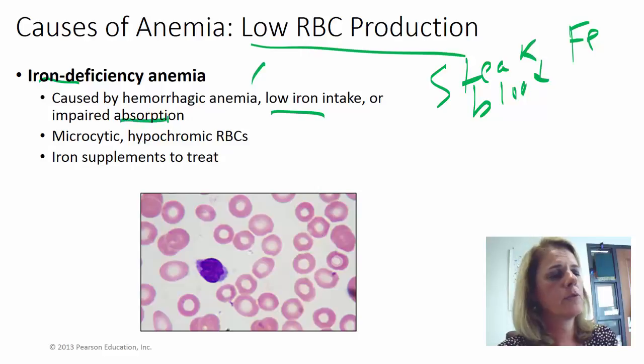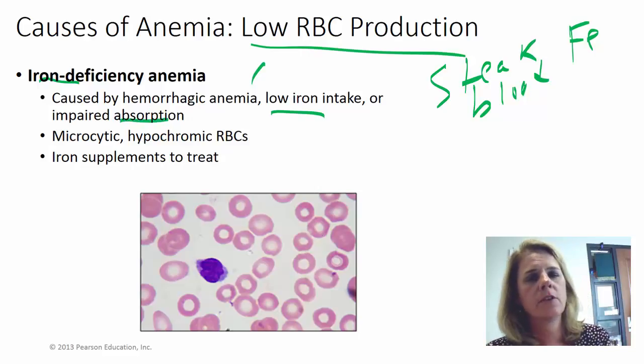You have impaired absorption. So maybe your small intestine is not absorbing the iron and amino acids and things like it needs to in order for you to make red blood cells.